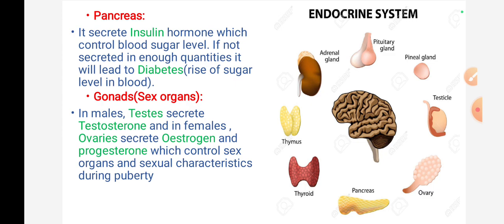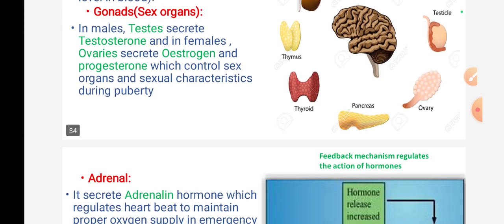Then gonads. Gonads are called sex organs. In males, the testis secretes testosterone, and in females the ovaries secrete estrogen and progesterone, which control sex organs and sexual characteristics during puberty.